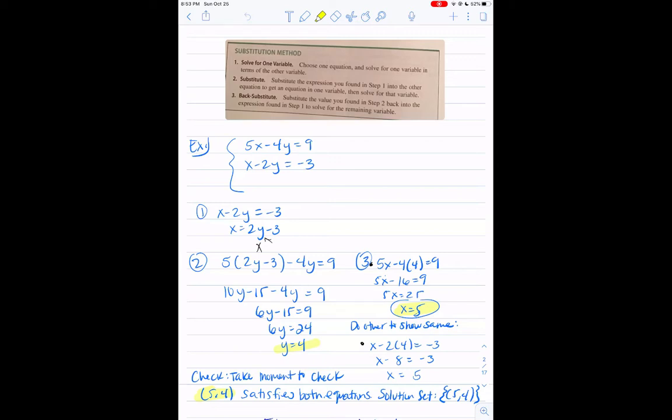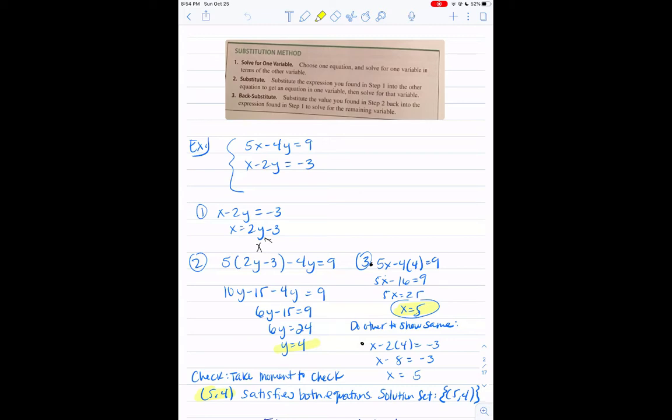Let's go ahead and do an example of this to see how that plays out. We have 5x minus 4y equals 9, and x minus 2y equals negative 3. Those are our two equations. I'm going to use equation 2 and solve for x. That's step 1. I solve for x in terms of y, and I get x equals 2y minus 3.